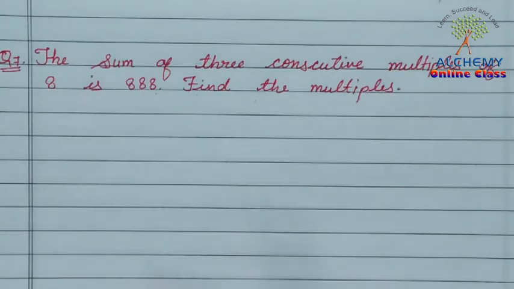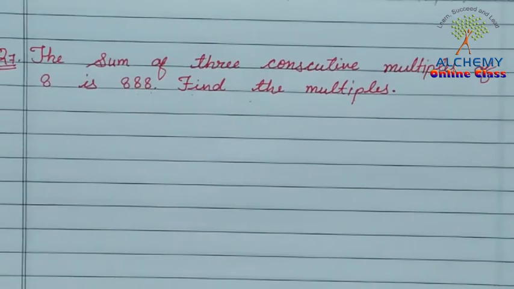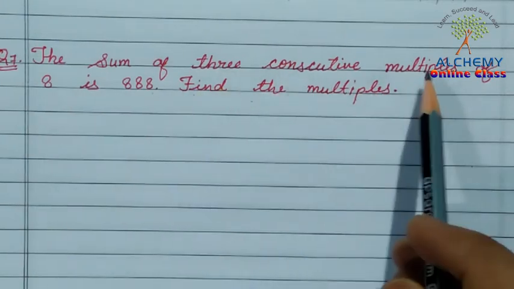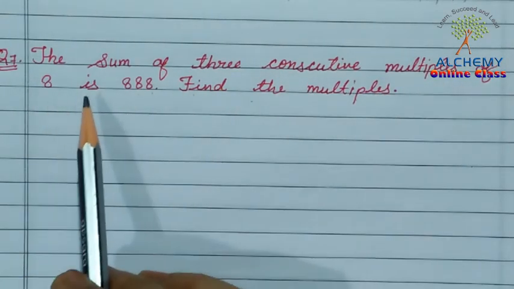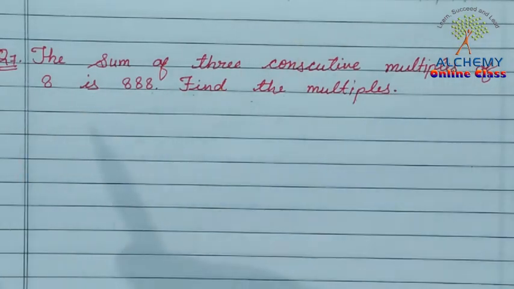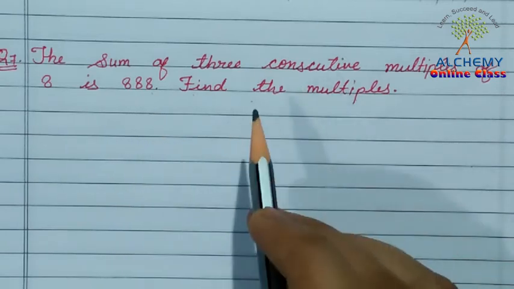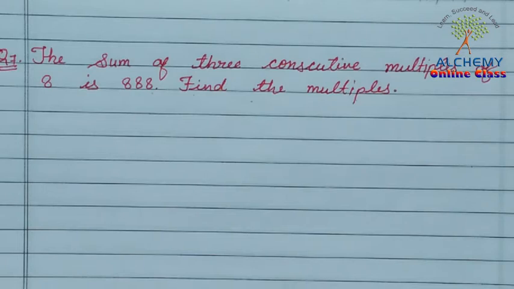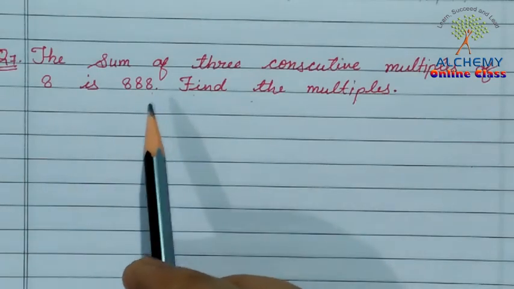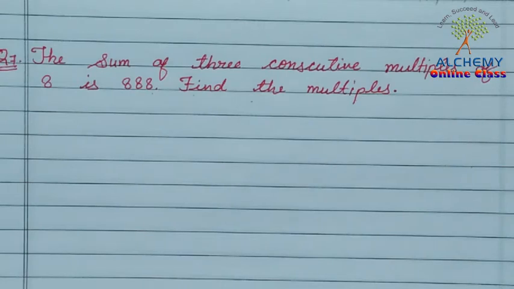Now the next question that we are going to take is question number 7. Let's see what is given in question number 7. The sum of three consecutive multiples of 8 is 888. Find the multiples. Already we have discussed this consecutive idea. Now we have three multiples, and the multiples are consecutive, meaning we have three multiples of 8 one after another, and when we add these multiples, the result should be 888.